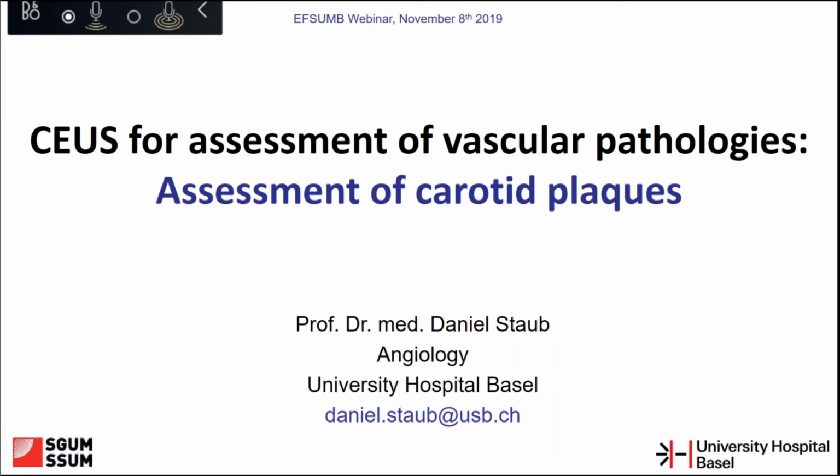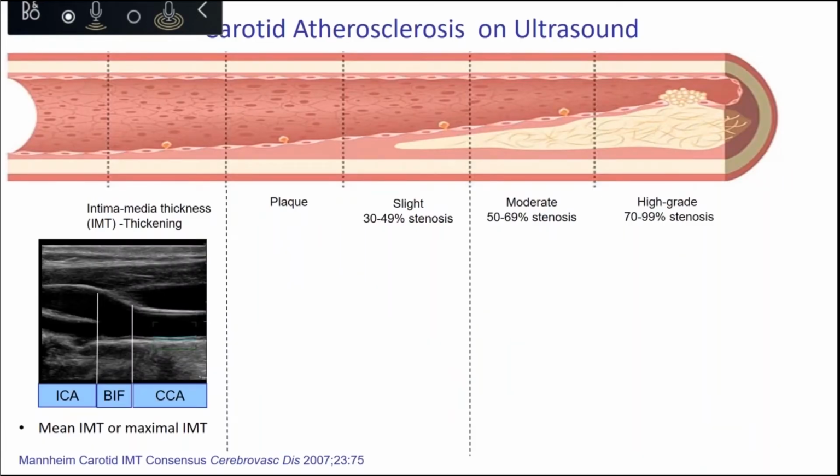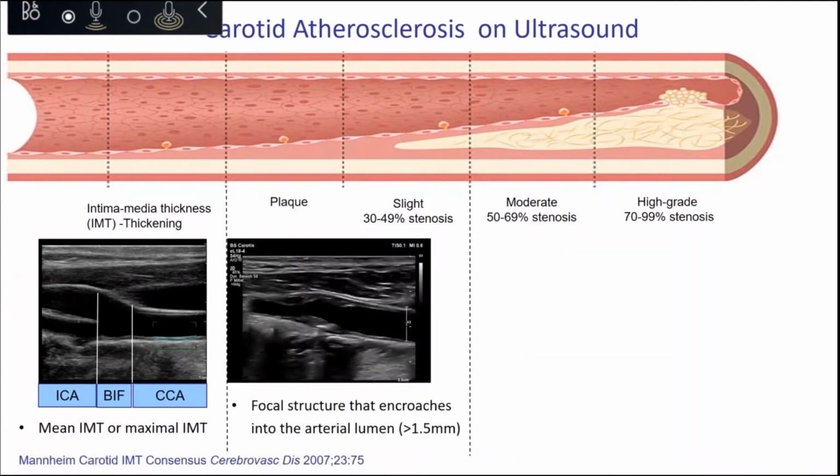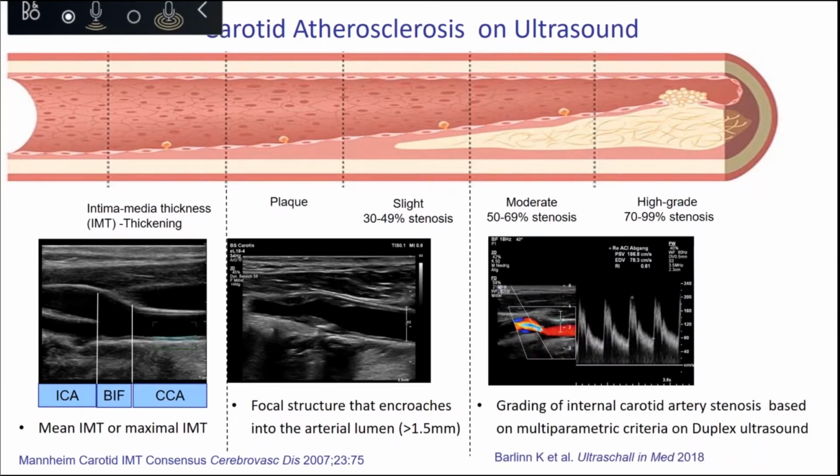I will start by looking at what we see on conventional ultrasound of an atherosclerotic lesion. We look at early signs of intima media thickening, or at plaques as focal structures encroaching into the arterial lumen, or slight stenosis, and then normally we grade the carotid stenosis by using the hemodynamics.